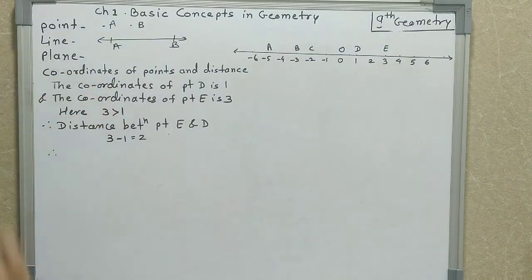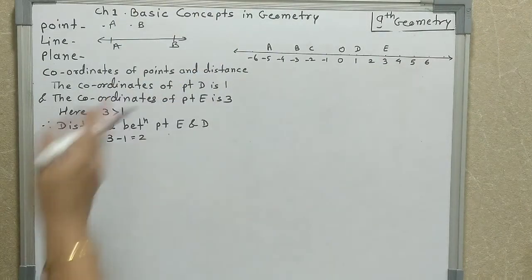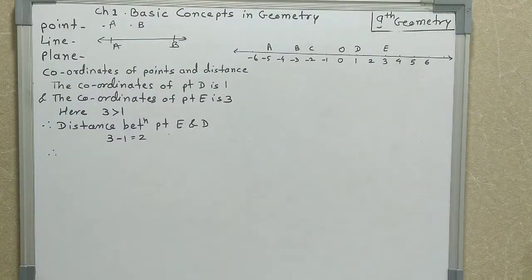Now the third basic concept is a plane. A plane is a flat surface which extends indefinitely in all directions. This blackboard is also one plane; it extends in all directions, here also and that side also. So these are the basic concepts in geometry. Now we see the coordinates of points and their distance.